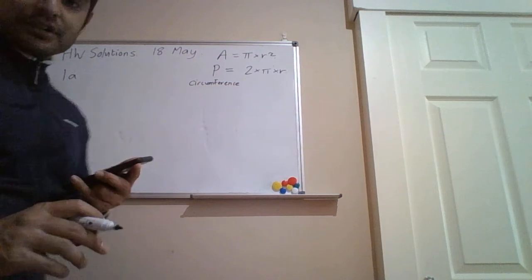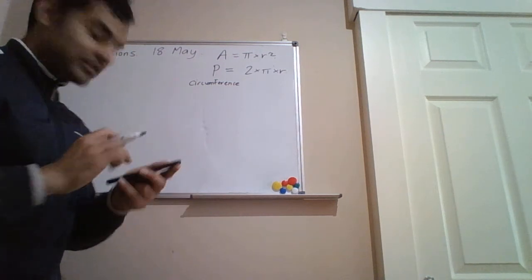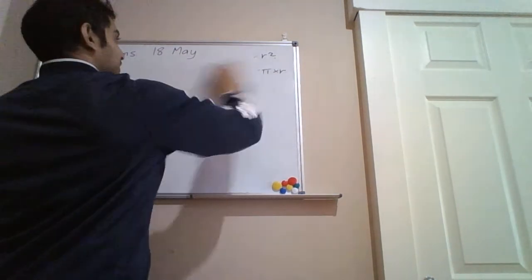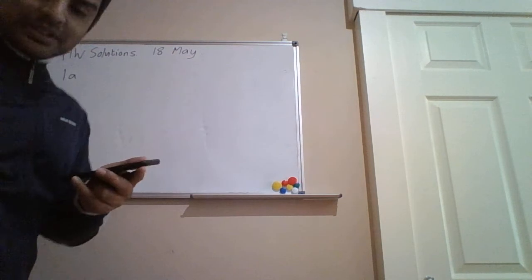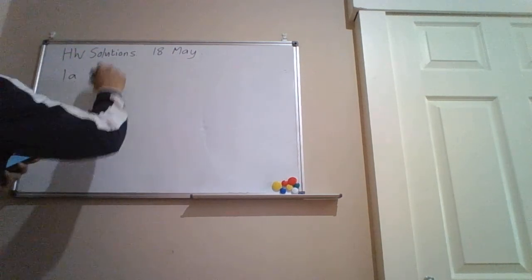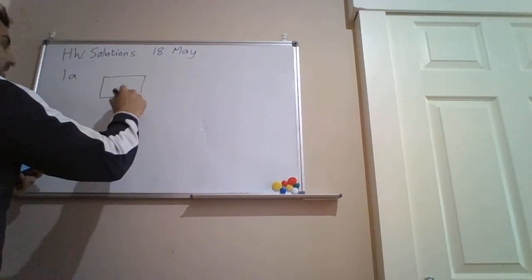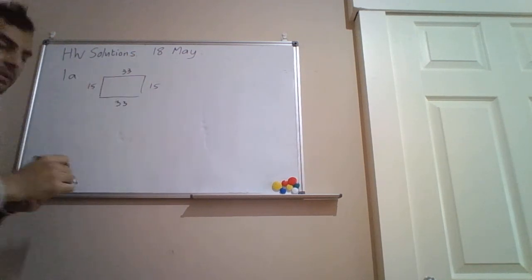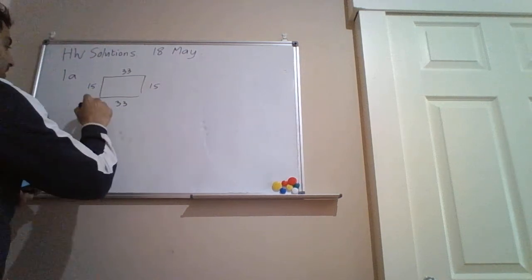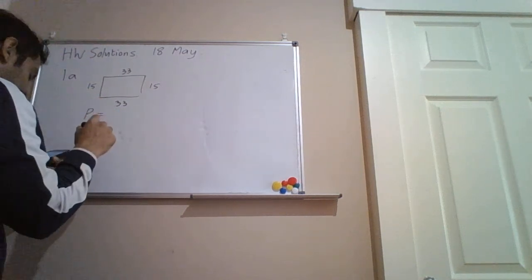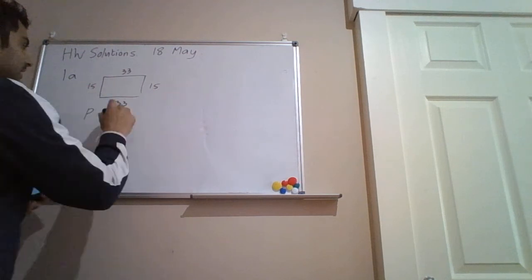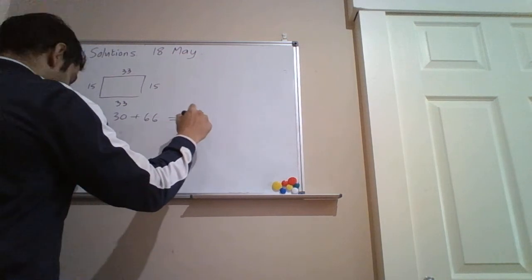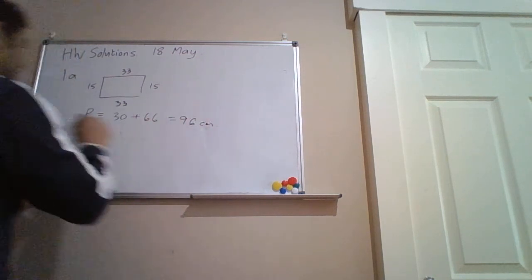Oh flip, actually I've forgotten to do the perimeters of the other two shapes. So sorry, let me go back to 1A quickly. So the perimeter is going to be, if this side is 33 and this side is 15, then this side is going to be 33 and this side is going to be 15 because of these notations, and the perimeter equals 15 plus 15, which is 30, and 33 plus 33 is 66. So I get 96 centimeters.